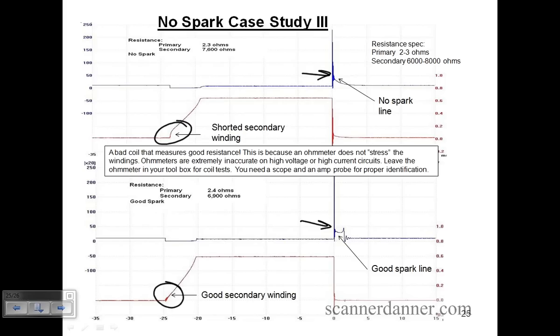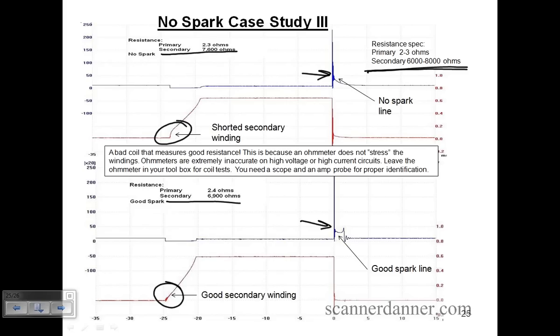I did a resistance check on it. 7,600 ohms. Spec, 6,000 to 8,000. Is that in spec? Yes. All right, very good. Bottom one, 6,900 ohms. Spec, 6,000 to 8,000. Resistance is good. That coil's not bad. Yes, it is. Wrong tool, need a scope and an amp probe. Okay? I see it over and over again. Good resistance readings on coils that are bad.